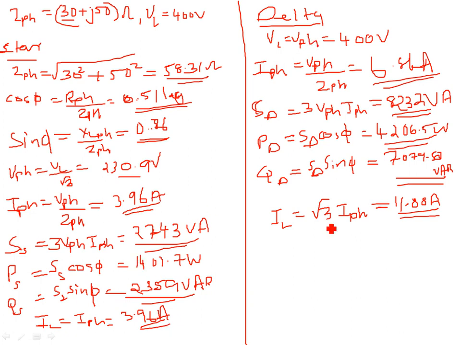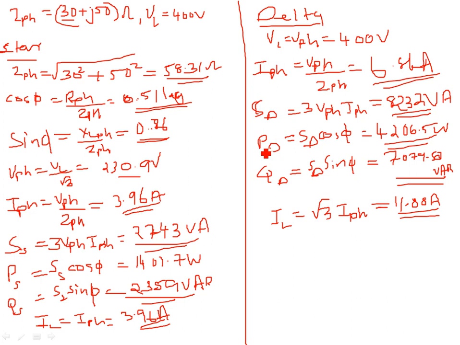Now, coming to delta connection. In the case of delta connection, line voltage is equal to phase voltage. That is equal to 400 volt. Therefore, phase current is V phase by Z phase. That is equal to 6.86 ampere. So the apparent power, S delta, is equal to 3 times V phase, I phase. That is 3 into 400 into 6.86. That is 8232 volt ampere.